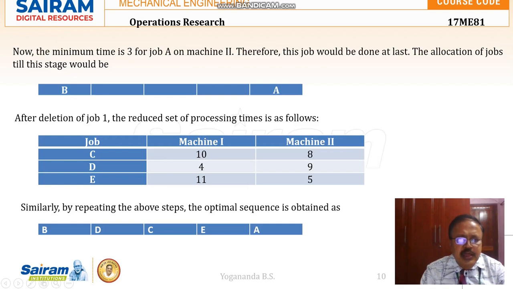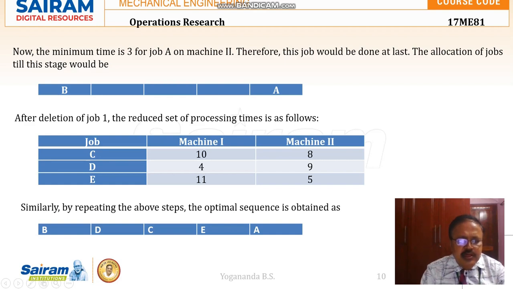So B in the beginning, A in the end. Now the remaining positions we need to find out. Job A will be eliminated from further consideration because its position is already fixed. So after deletion of job number 1, that is A, the reduced set will be like this, CDE, with these processing times. Following Johnson's algorithm, the sequencing is completed.